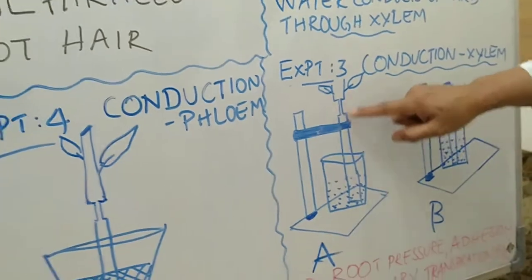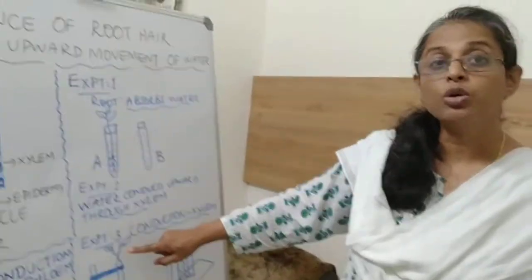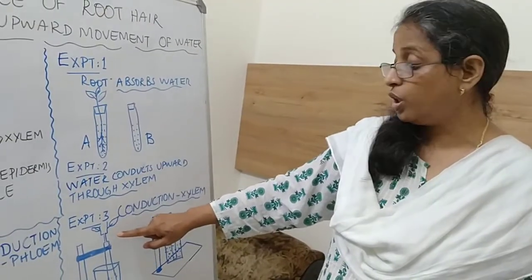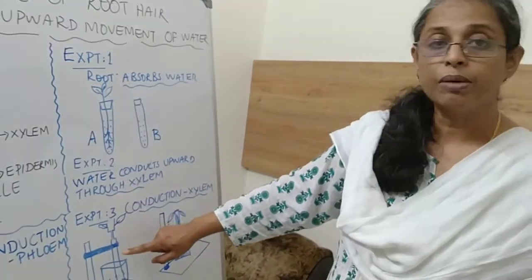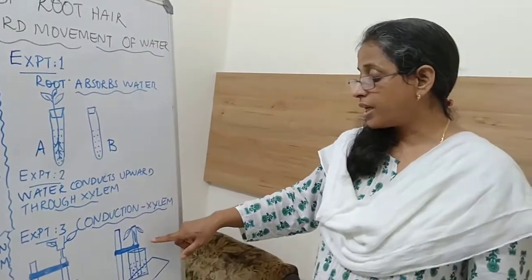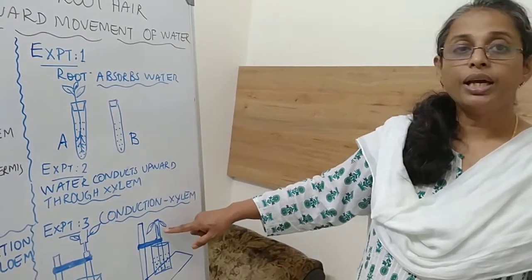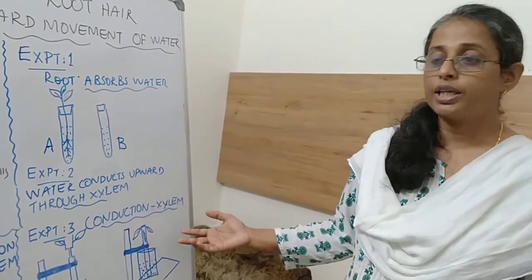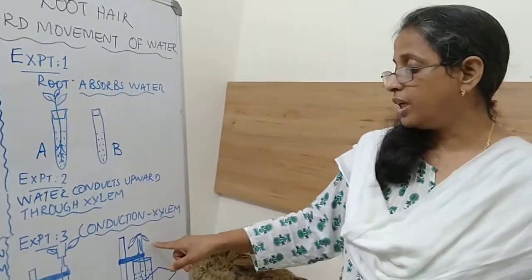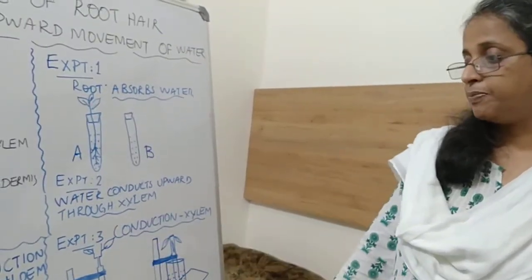In the case of setup A, it is possible to have conduction of water through the xylem. Xylem is there in the center, so conduction is possible. Whereas in setup B, where the central part is removed, no conduction is possible. That is why here the leaves are drooping down, whereas here the leaves remain intact.